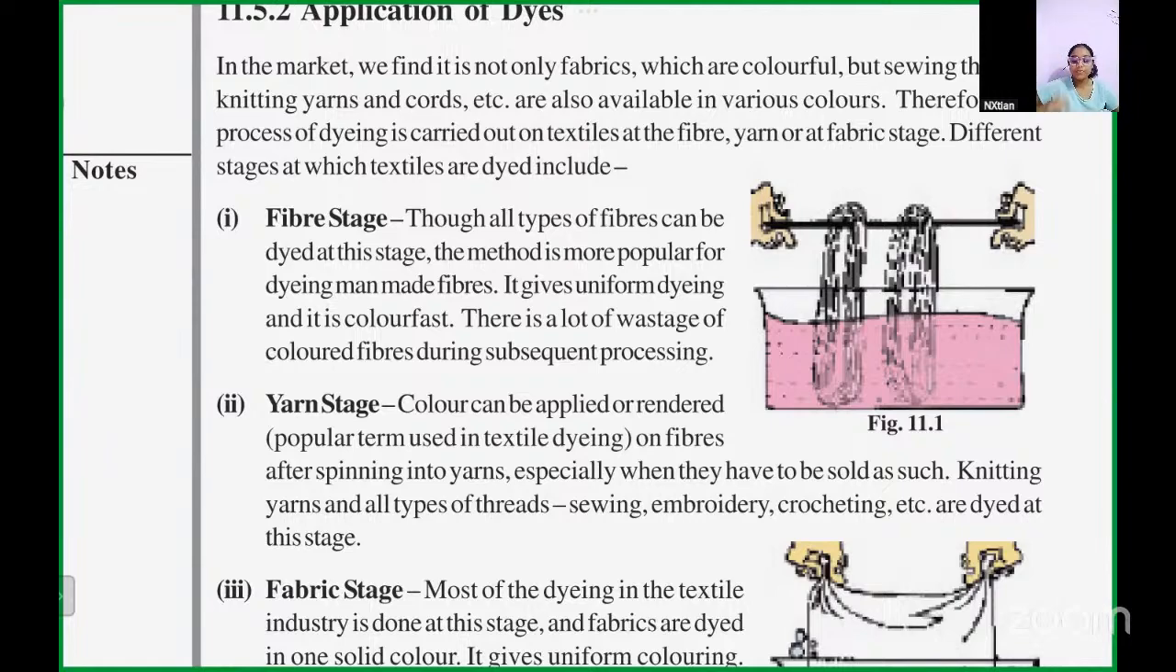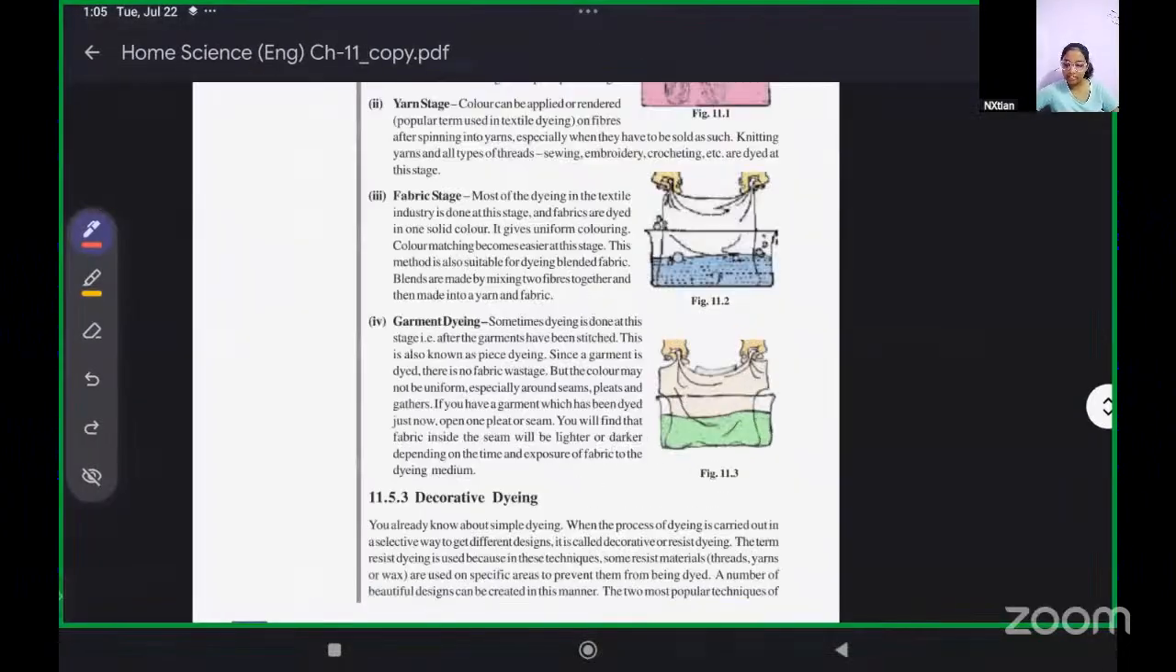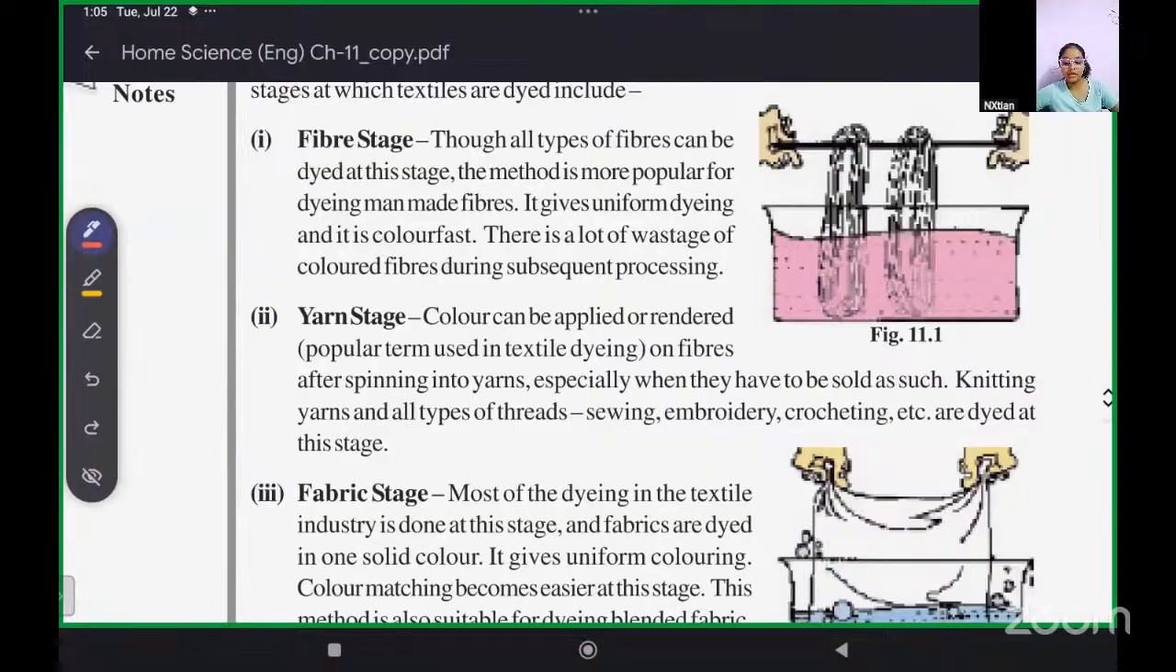Okay, so at that stage also they are dyed. Some of the fibers are dyed at the fiber stage. Though all types of fibers can be dyed at this stage, this method is more popular for dyeing man-made fibers because it gives uniform dyeing and it is color fast. There's a lot of wastage of colored fibers during subsequent processing. So the synthetic or man-made fibers are dyed at this stage only. Once they are obtained, right after that they are dyed. That is the fiber stage.